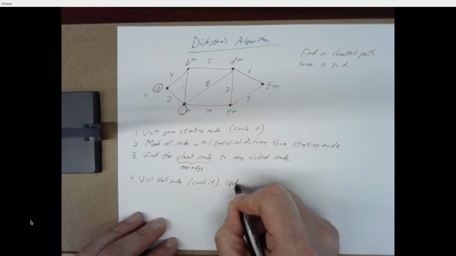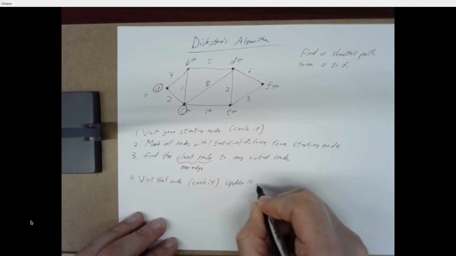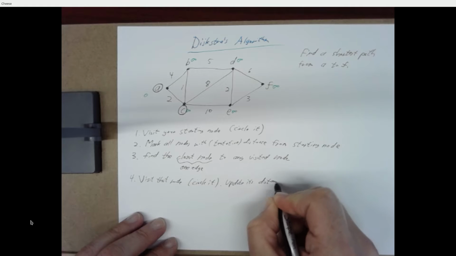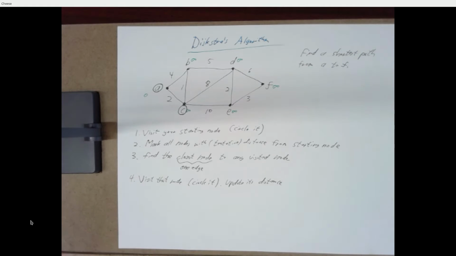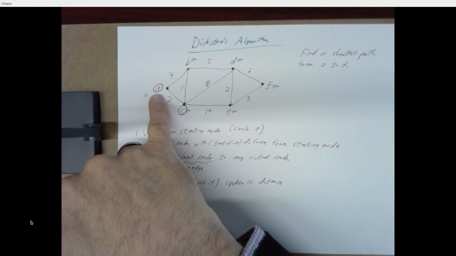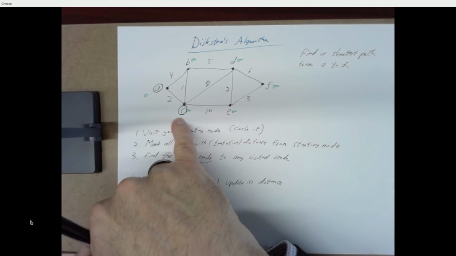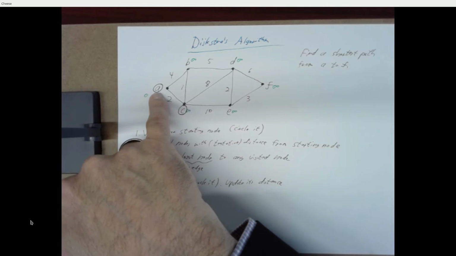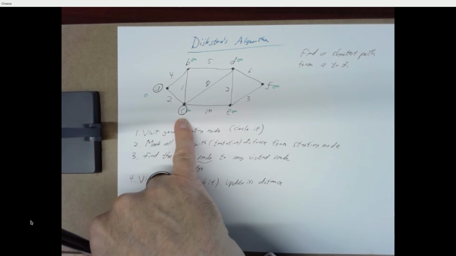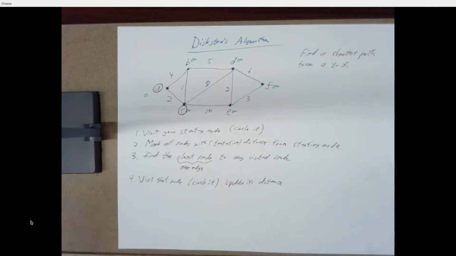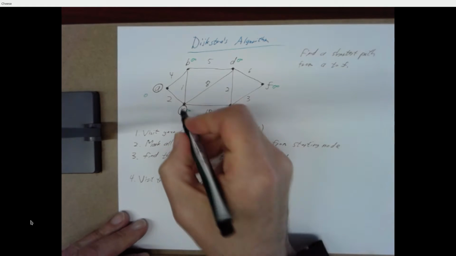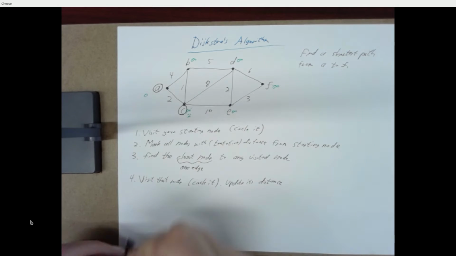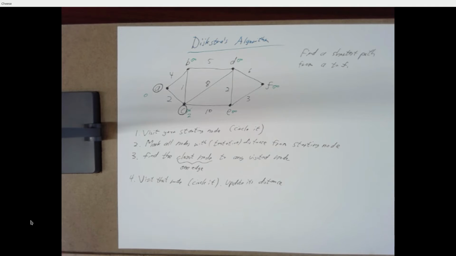Update its distance. Well, how do we update its distance? We know that we can get to node A with a distance of 0. And we know that from node A, we can travel a distance of 2 to get to C. That may not be the shortest path to C, but we know that we can get to C from A with a distance no worse than 2. So we're going to update its distance and say that's a distance of 2.